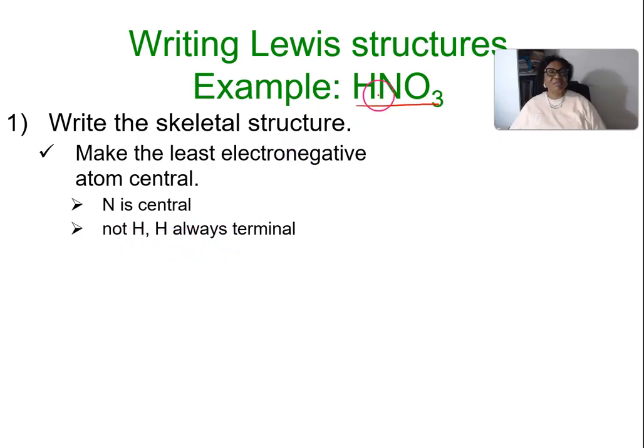So we can never ever put hydrogen in the center because hydrogen can form only one bond. So between nitrogen and oxygen, electronegativity increases from left to right in the periodic table and decreases from top to bottom in the periodic table. So nitrogen should be in the center. That's why nitrogen is in the center. Oxygen can never be in the center. So we arrange it like this.